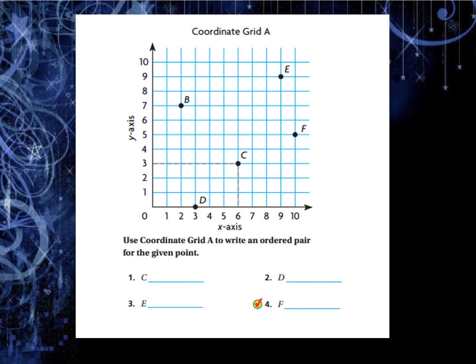All right, so look at this practice problem here. Use a coordinate grid to write an ordered pair for the given point. So I want to know what is the coordinate pair for letter C, D, E, and F. Remember, they're always in the form of parentheses, X coordinate, comma, Y coordinate. Okay. So let's start with letter C. Letter C is right here. So I put a parentheses. We go over 6, up 3. So it'd be 6, comma, 3.